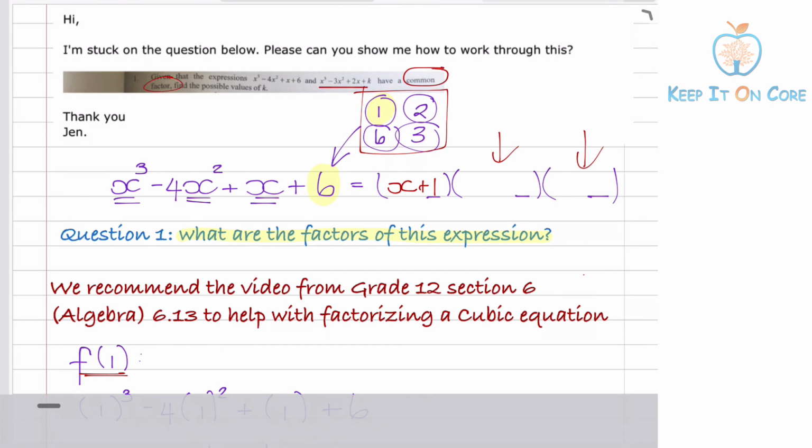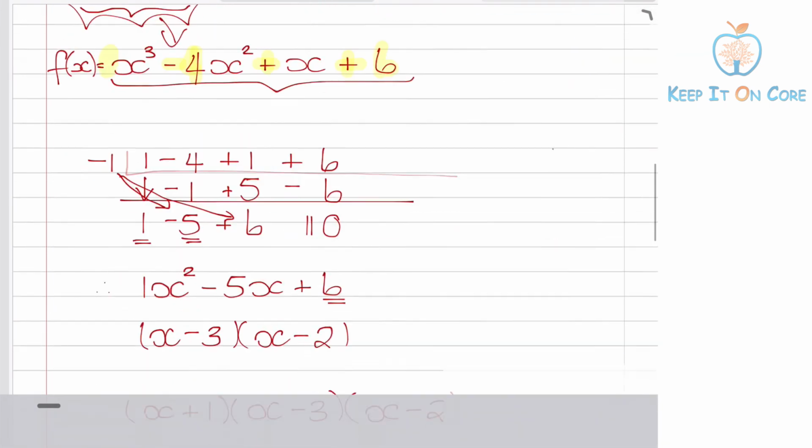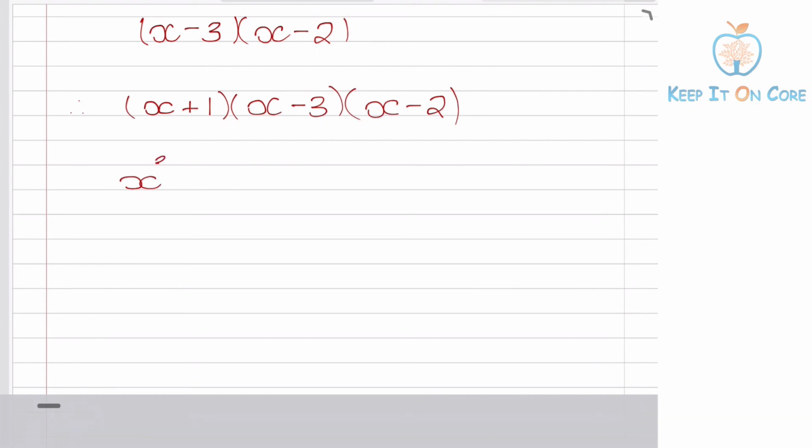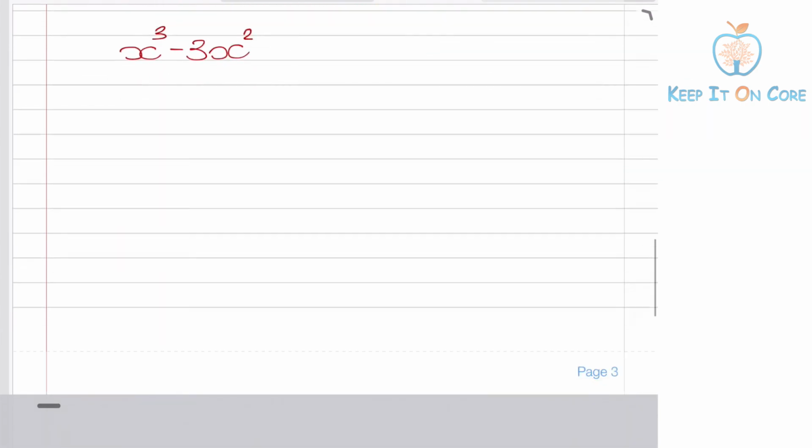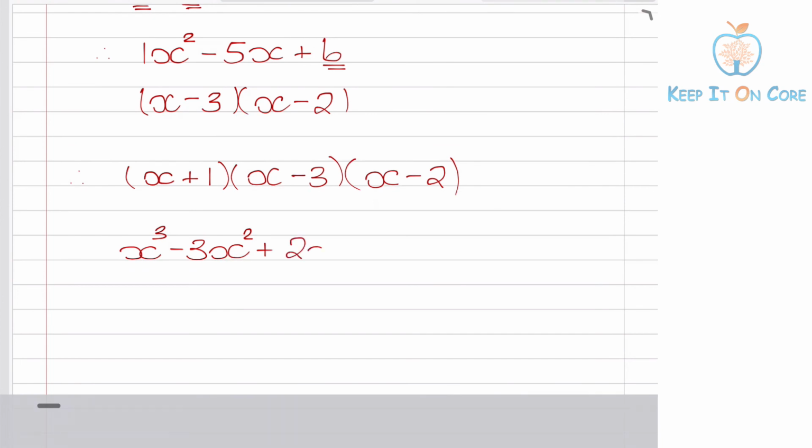So if I take the second cubic expression, x cubed minus 3x squared plus 2x plus k, that's the second expression they gave us. They said that when we factorize this expression, one of the brackets is going to be common with one of the brackets in the previous expression, because they said there was a common factor. The problem, however, is we don't know what it is.